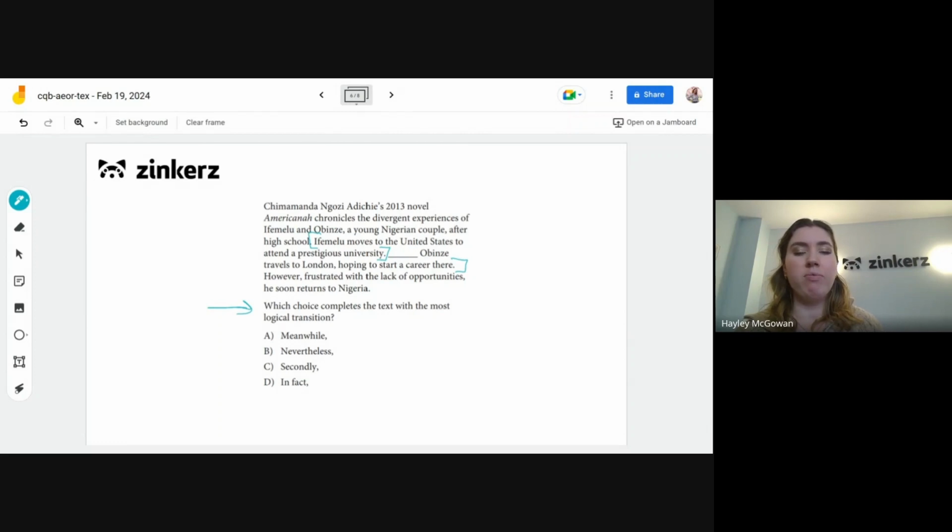So now that we have a good idea of what that relationship is, we can look at our options. So we have meanwhile, seems like it could be a potential. Nevertheless, there's no contrast here. They're not exactly the same, but it's not that they're contrasting. Secondly, we're not talking about something happening in chronological order. And then D, in fact, again, we're not doing some sort of continuation of an idea. We are talking about something in a similar vein, but separate from the first. So in that case, our answer is going to be A.